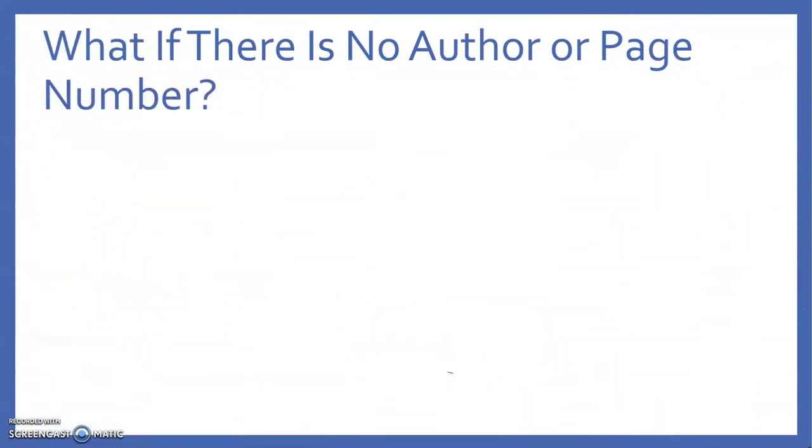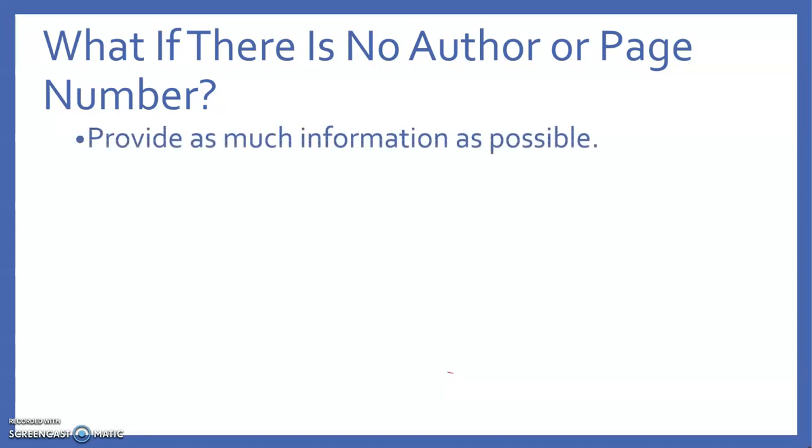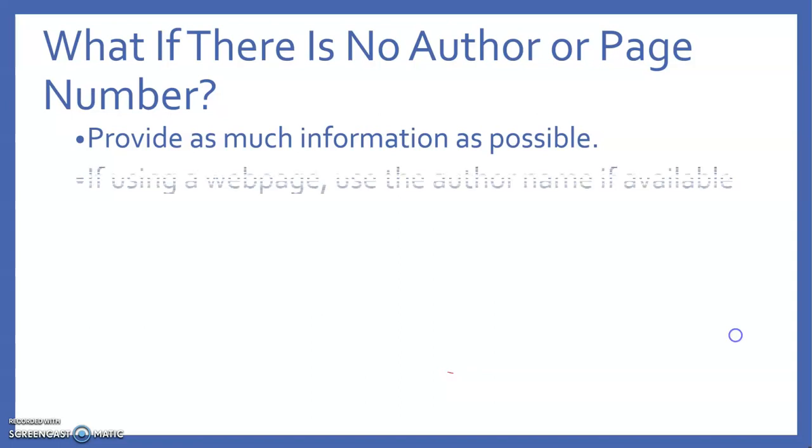What if we can't find an author's name or a page number? Well, the goal of our citations is to provide as much information as possible for the reader to help them find our sources, because they might be interested in checking them out too. So oftentimes students run into this issue when they're using a web page as a source. So web pages don't have page numbers, but they might have an author's name on them. So check the top and the bottom of the page to see if you can find an author's name. If so, then you can use the author's last name in parentheses without a page number as your citation.